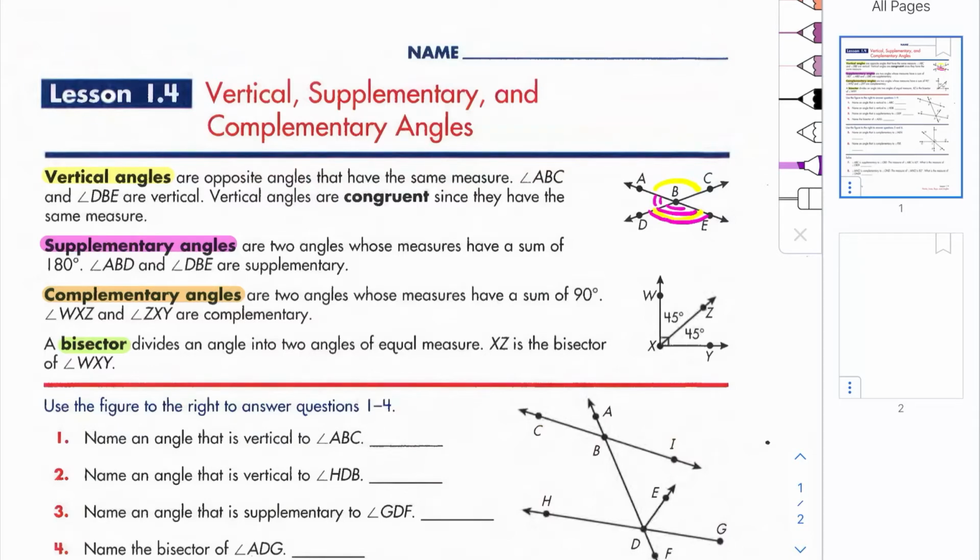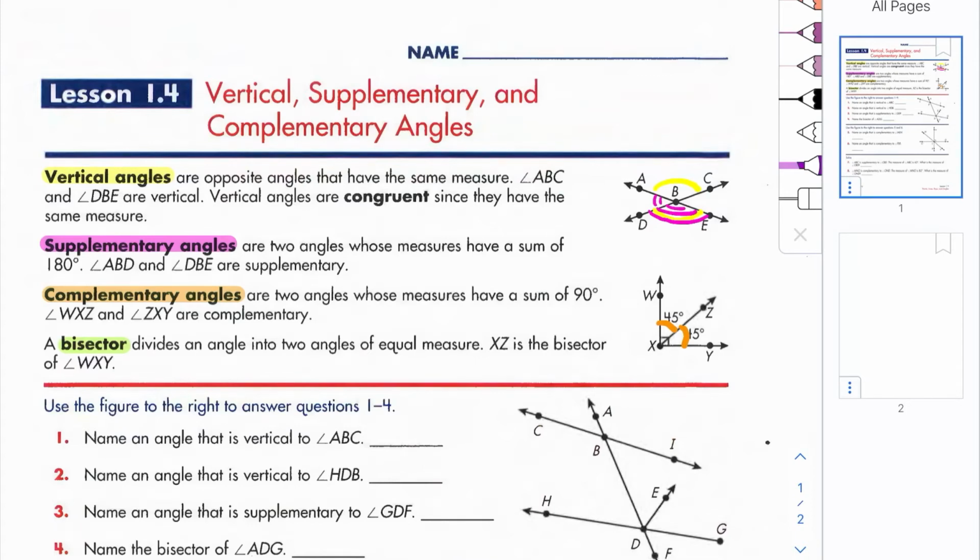Next is complementary angles. Two angles are complementary if they add together to equal 90 degrees. So in the second picture on the right, the one at the bottom, we have angle WXZ, which we know is 45 degrees, and angle ZXY, which is also 45 degrees. These two angles should add up to 90 degrees.